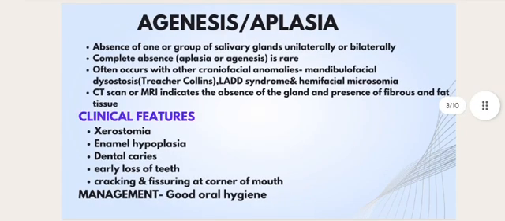It's the absence of one or a group of salivary glands, unilaterally or bilaterally; complete absence is rare. Often occurs with other craniofacial abnormalities like mandibulofacial dysostosis and hemifacial microsomia. CT scan or MRI indicates the absence of the gland and the presence of fibrous and fat tissue. Clinical features include xerostomia, enamel hypoplasia, dental caries, early loss of teeth, cracking and fissuring at the corners of the mouth. Management is good oral hygiene.